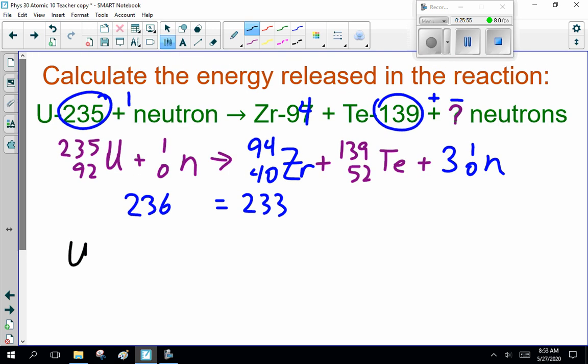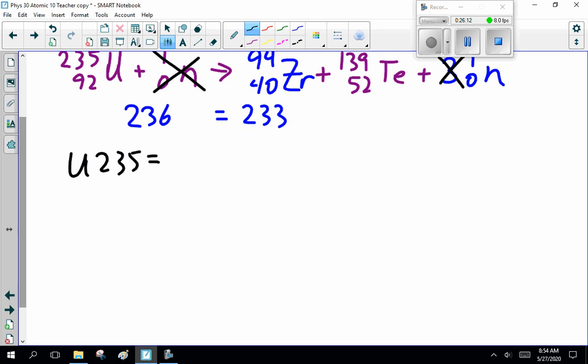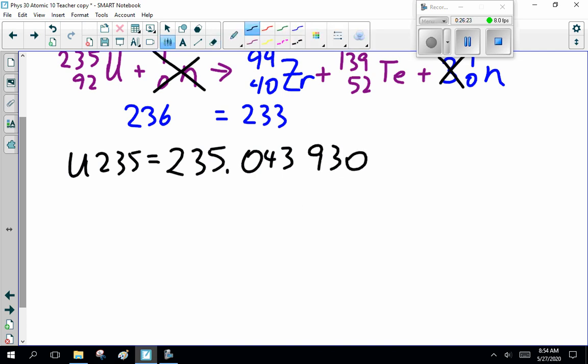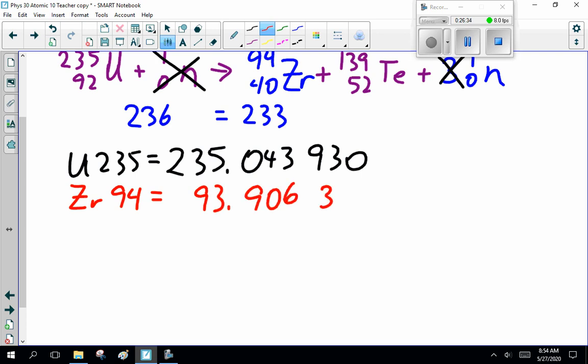So, now, how can we simplify this? Let's get rid of one of these. Like a chemical reaction, we can cancel out uranium-235. Think about it. If we have a reactant and a product, we're not changing the overall equation. Uranium-235 is 235.043930, that's what it says on the formula sheet. Zirconium 94, not 97, is 93.906315.